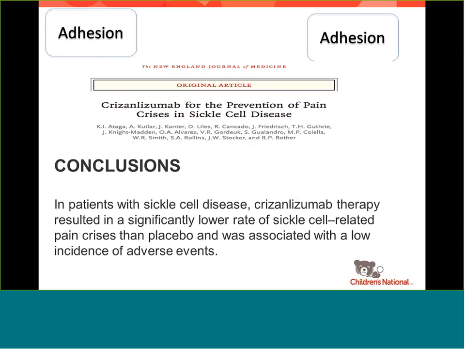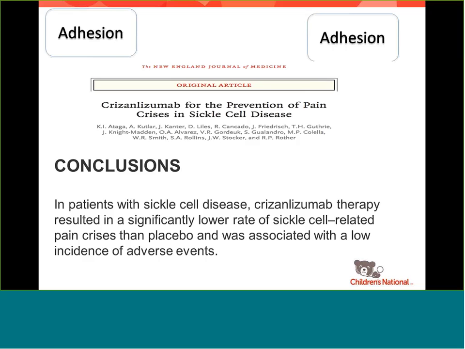crizanlizumab targets P-selectin. It's an adhesion molecule on the vessel, I mean, on the endothelial vessel. So this P-selectin adhesion molecule attaches white blood cells to red blood cells and white blood cells to the vessel wall. And what they've shown in previous research is that the white blood cell is involved in the evolution of pain crisis. They've studied this in transgenic sickle cell mice and also in red blood cell biology studies.